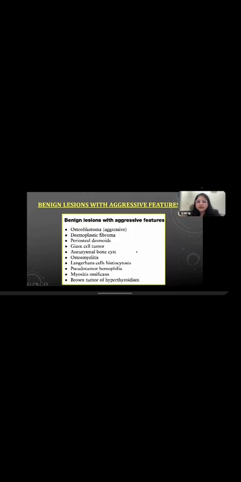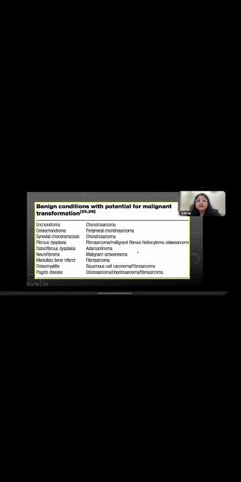Some lesions can be benign but have aggressive features, especially infective lesions like osteomyelitis, and large bone expanding lesions like GCT and ABC, osteoblastomas. They can have aggressive features. However, when you see them on follow-up, they are very slow growing. Benign conditions which have potential for malignant transformation are shown here. And if there are syndromic associations with these lesions, then they are more likely for malignant transformation. What is the role of ultrasound now?